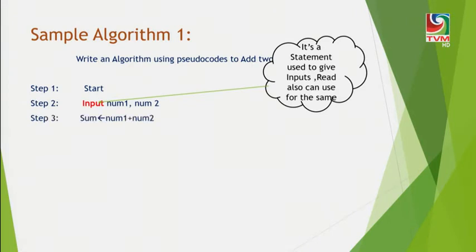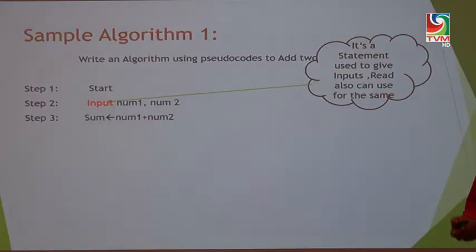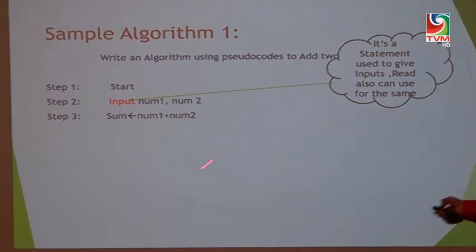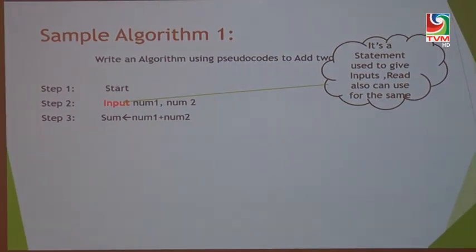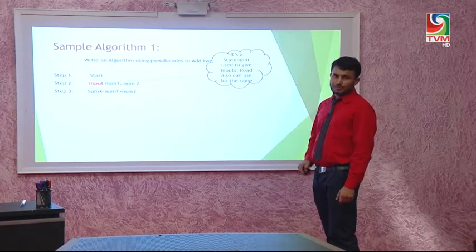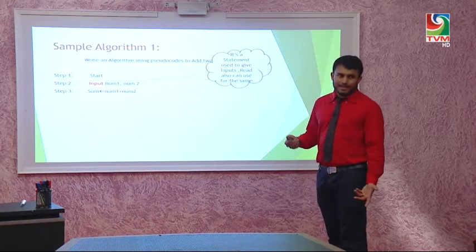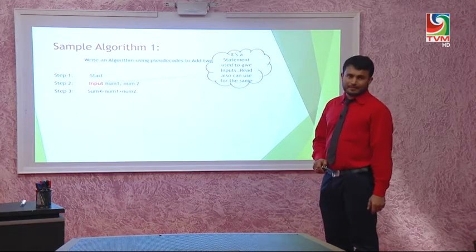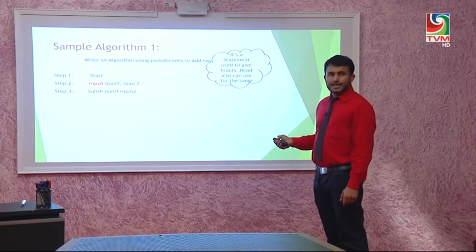Now step 3 says you are adding num1 and num2 and storing it to the variable called sum. Now I introduce a name called variables. So what is a variable? Variables are symbols or letters which are used to store the values. So in this example, sum is a variable because sum consists of the addition of num1 and num2. Num1 is also a variable, num2 is also a variable, but input is a statement.